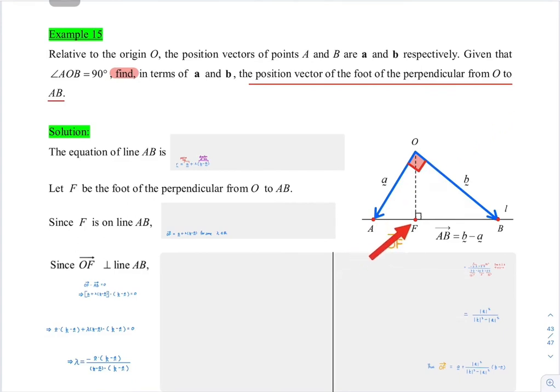In order for us to find the point F, we can write down the position vector of F by using the equation of the line AB. So we need to form the equation of the line AB first.